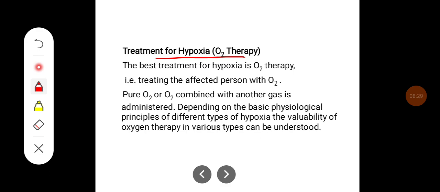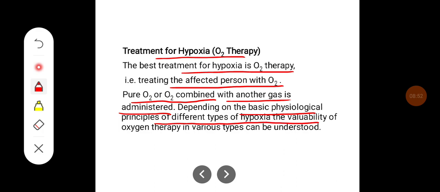Treatment, that is, the important moderator treatment is oxygen therapy. The best treatment for hypoxia is oxygen therapy, that is, treating the affected person with oxygen, pure oxygen, or oxygen combined with another gas. Depending on the basic physiological principles of different types of hypoxia, the value of oxygen therapy in various types can be understood.